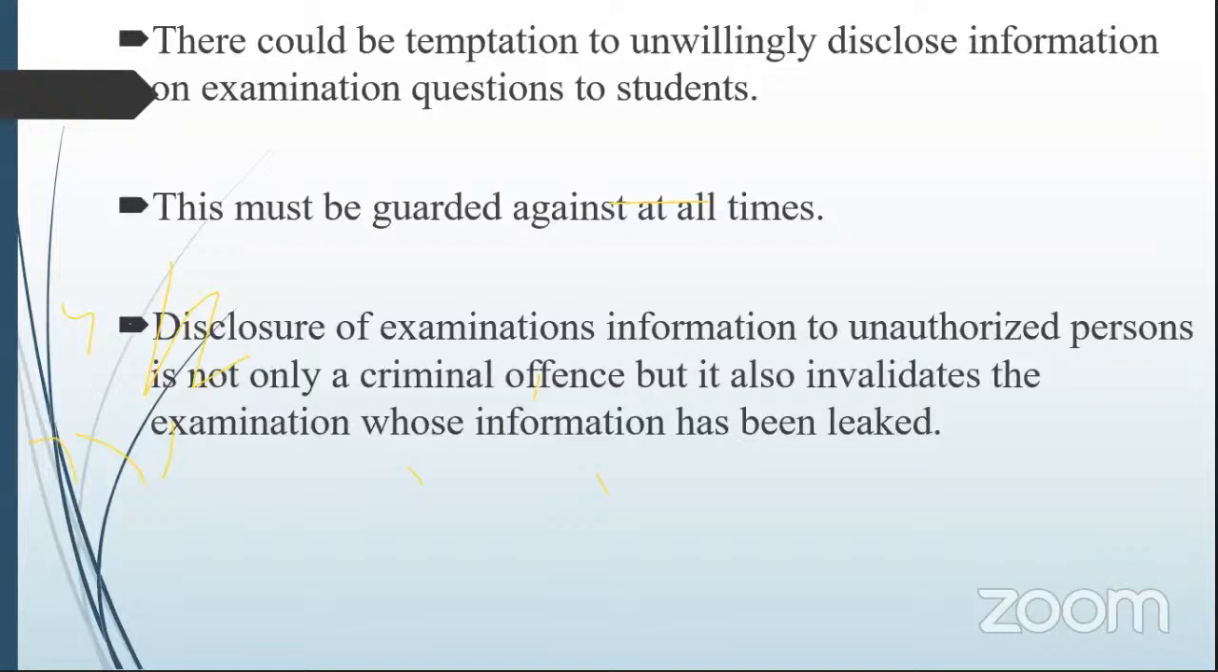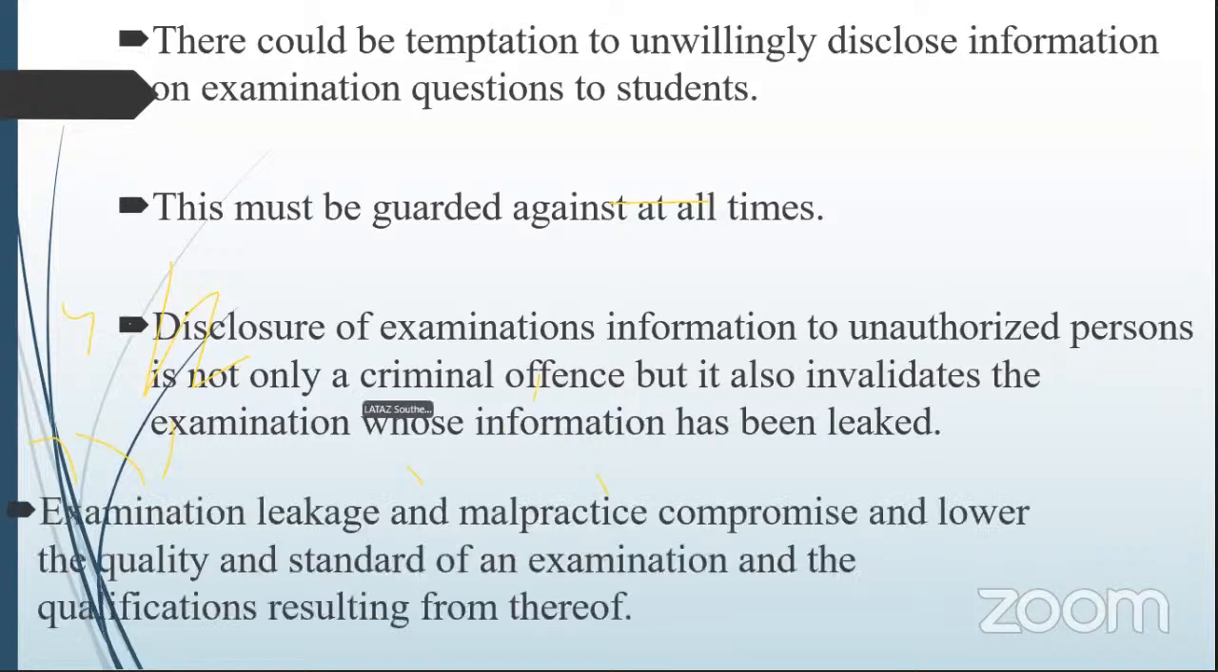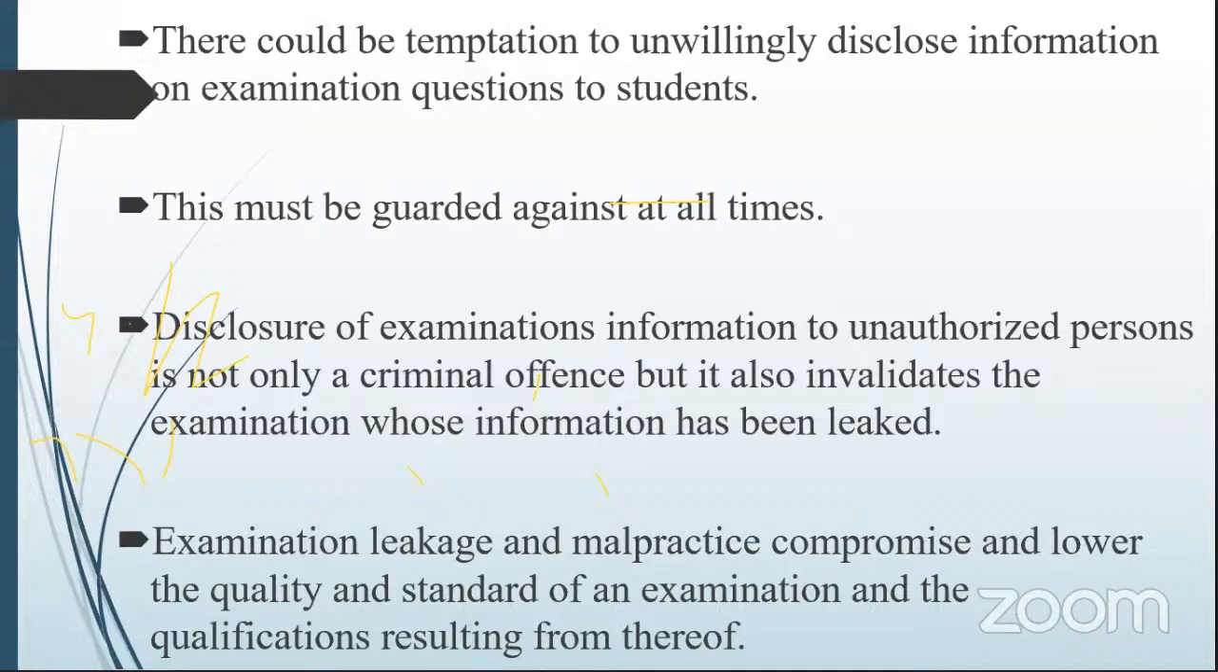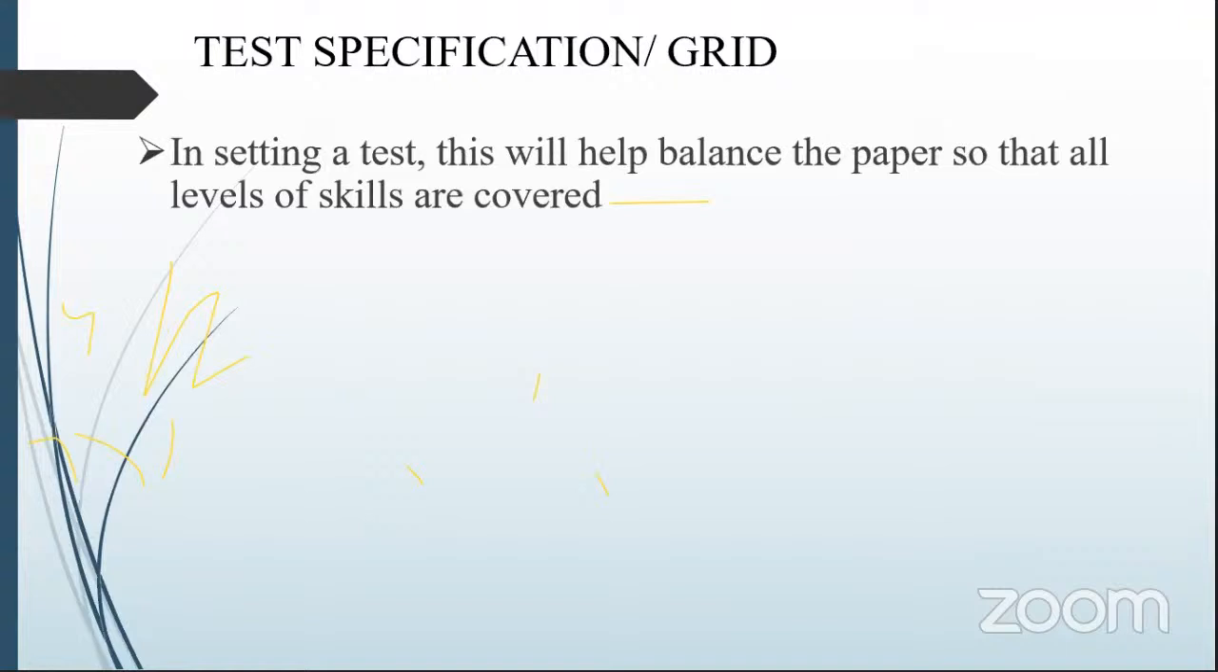Because disclosure of examination information to unauthorized persons is not only a criminal offense, but it also invalidates the examination whose information has been leaked. Examination leakage and malpractice compromise and lower the quality and standard of an examination and the qualifications resulting thereof. Test specification or grid is a requirement in setting a test or in writing a test. This will help balance the paper so that all levels of skills are covered.